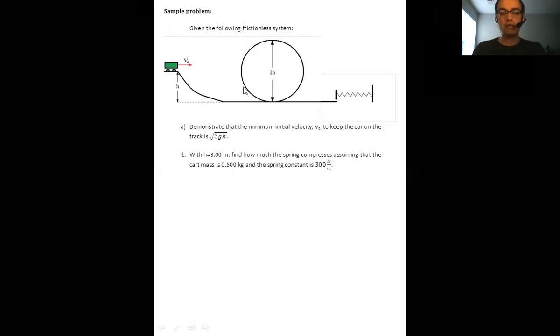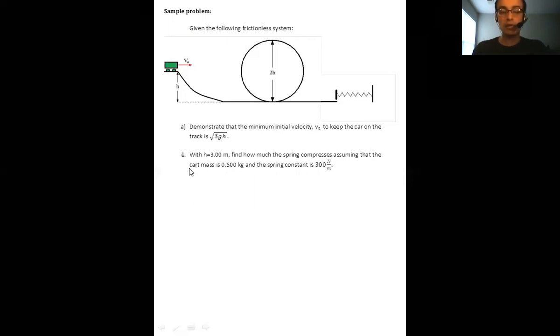At the end of the frictionless system, this roller coaster is going to strike a spring, and then that spring is going to store the energy. In other words, you're going to do work on the spring, and then that spring will store that as potential energy. The first thing that this asks you to do is to demonstrate that the minimum initial velocity to keep the car on the track is the square root of 3 times gh.